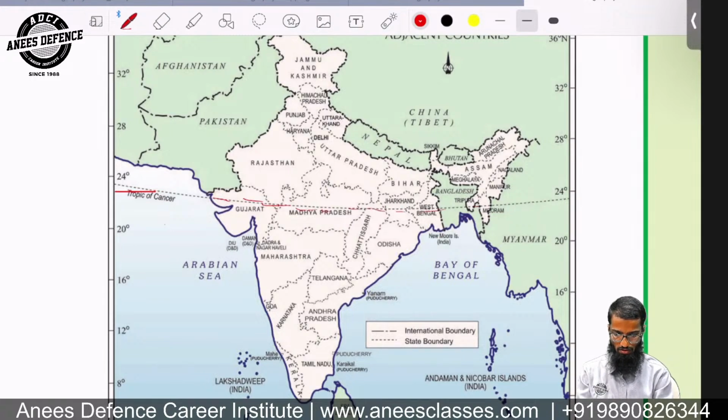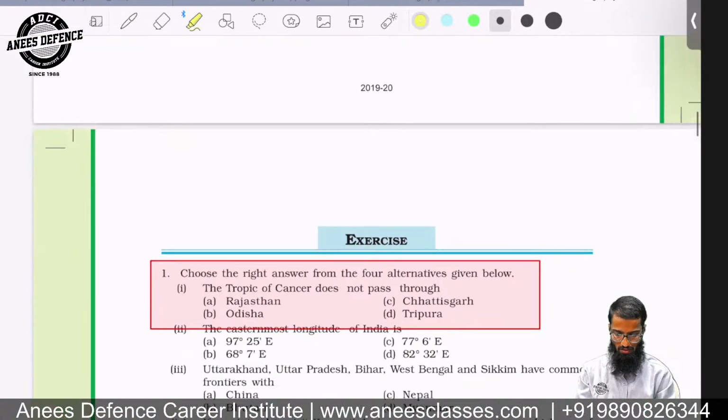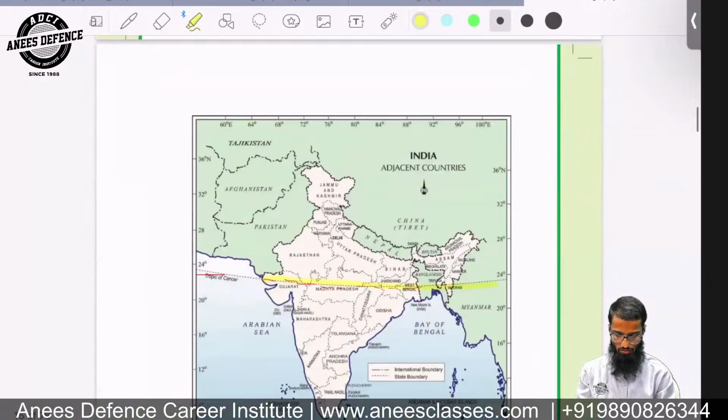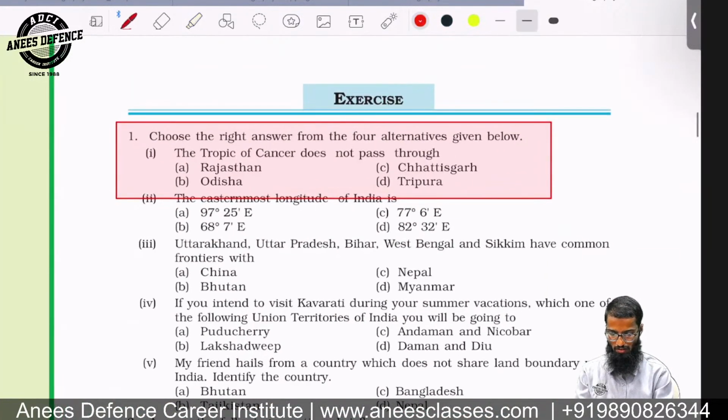Look at this. So I will make a straight graph. So it will not pass through what? Look, it will pass through. It will not pass through Odisha. So Odisha should be the answer. It will not pass through Odisha. So Rajasthan, Chhattisgarh, Tripura, Mizoram, right? Gujarat also, Madhya Pradesh also.